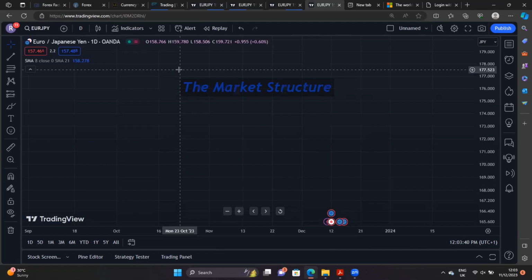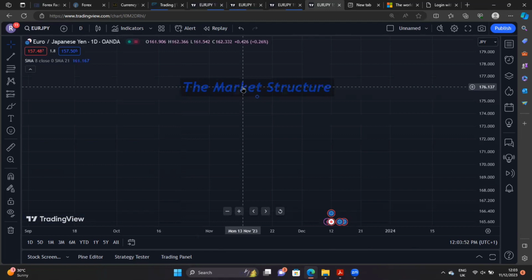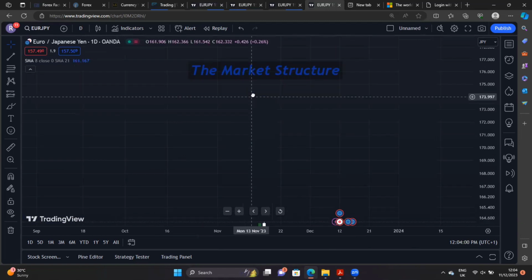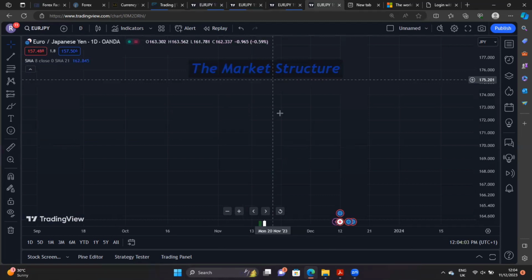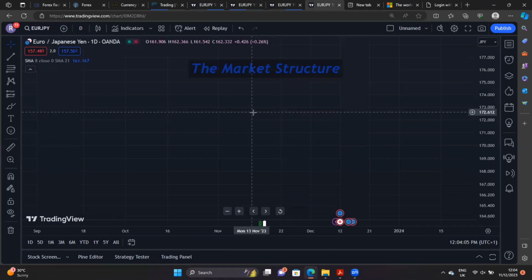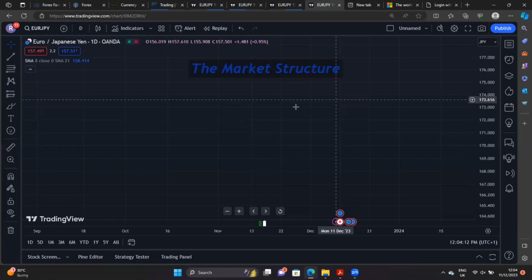I always say this, and I want to keep saying it until you start doing it, because I feel like you're not doing it yet. And if you're doing it, I think you're not doing it enough. All right, so the market structure is one of the most important skills you need as a trader. It's the ability for you to read the market structure.